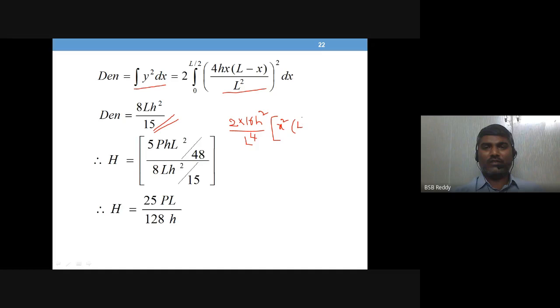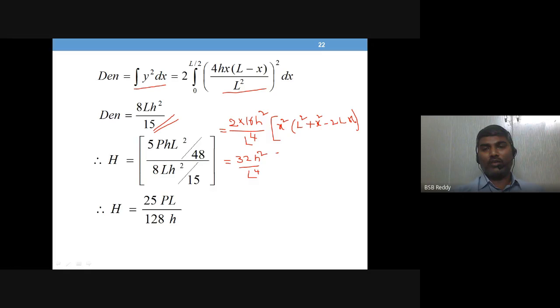So what do you write? L square plus x square minus 2Lx. Okay. So this is the denominator expansion. Let it be. Okay. 16 h square by L power 4.